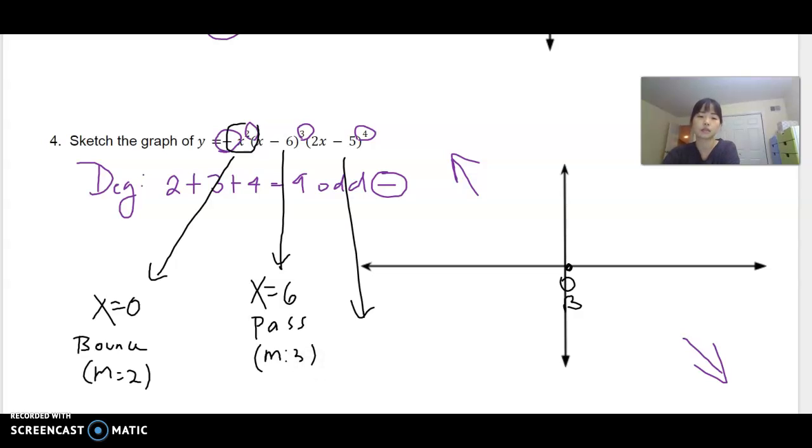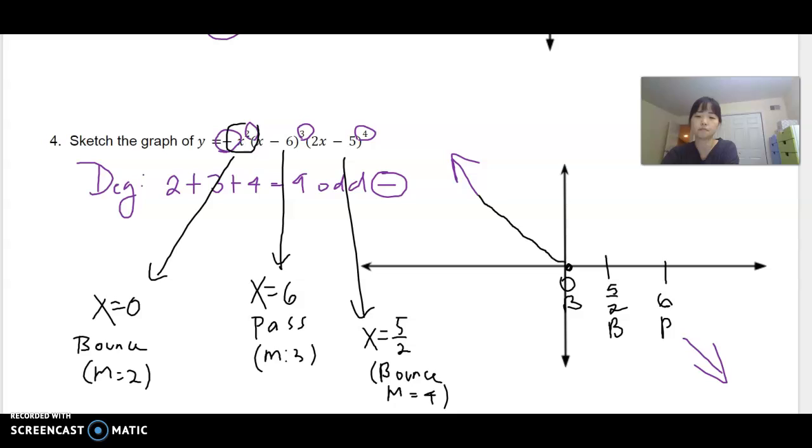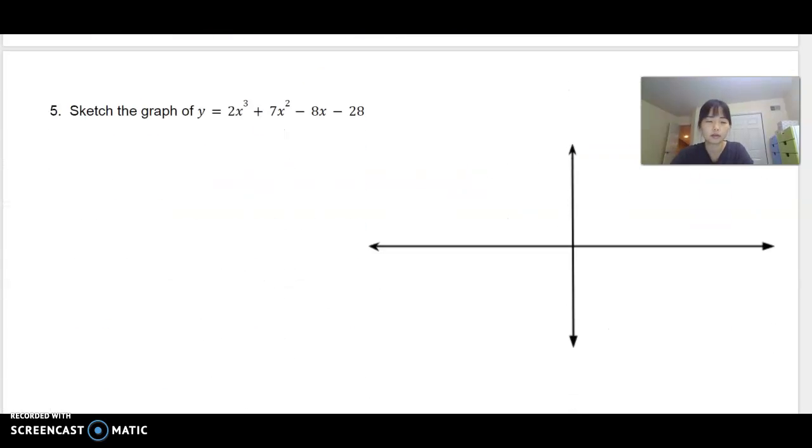And then this guy here, we get x equals 5 over 2. It's going to bounce. Why? Because multiplicity is an even number. So we have 5 over 2 and we have 6. This is going to bounce and this is going to pass. So start from the left. Bounce, bounce, but this time you pass. Cool?